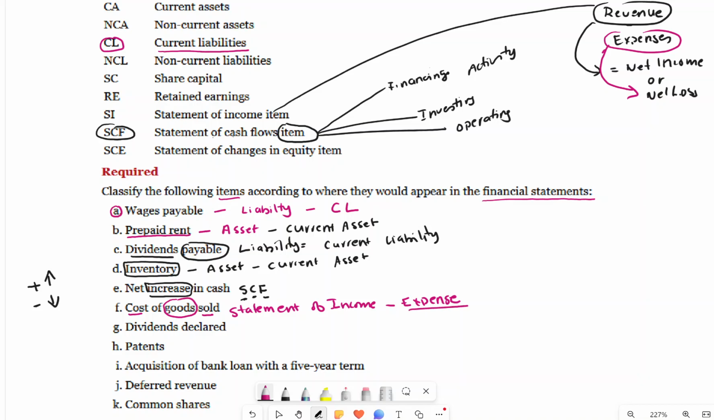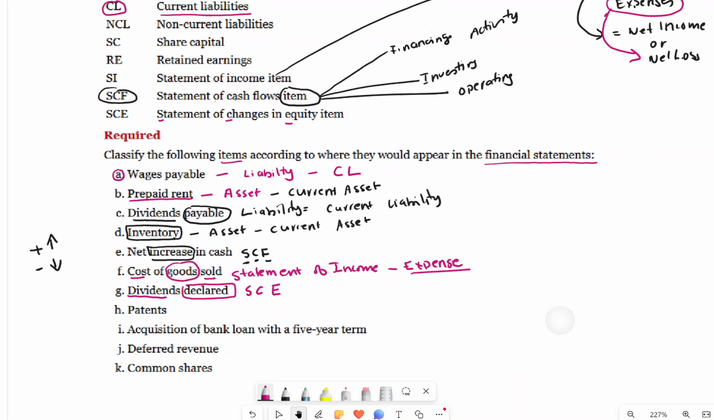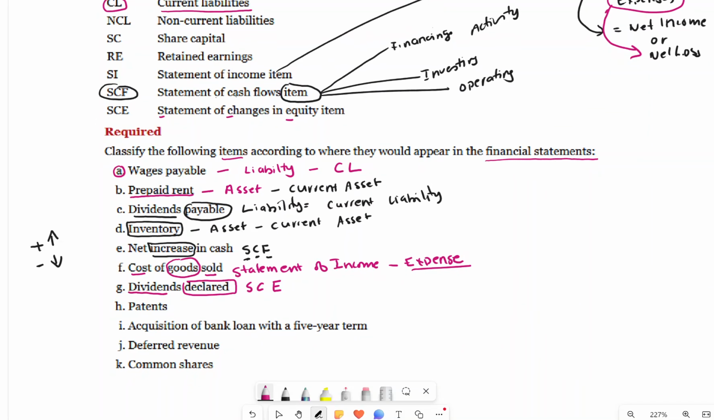When we think of the next one, dividend declared, this goes on the statement of changes in equity. That's where it goes. Dividend declared is where the board of directors decide how much dividend to declare. It is a negative when we think of the statement of changes in equity impact.